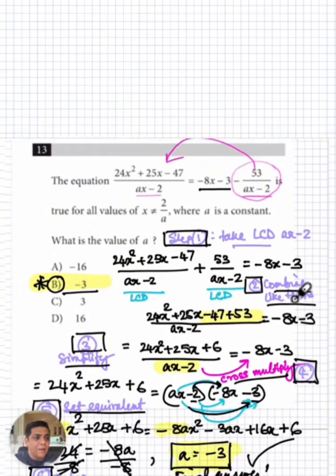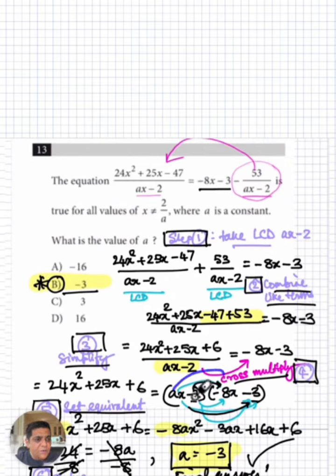So then we are going to go ahead and combine like terms. We're going to combine negative 47 and 53, and when we do that, we get positive 6. Now we're going to take the ax minus 2 and cross multiply to the other side. Okay, and then now we have negative 8x minus 3 times ax minus 2.